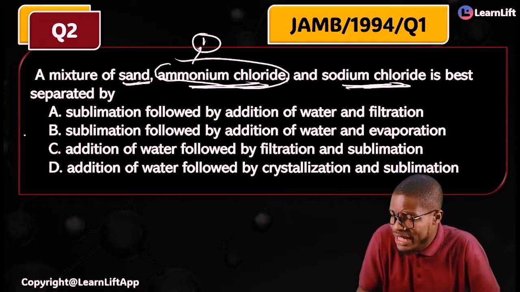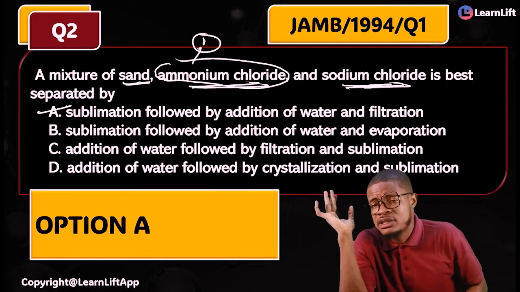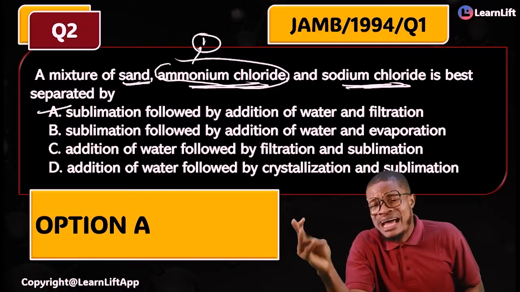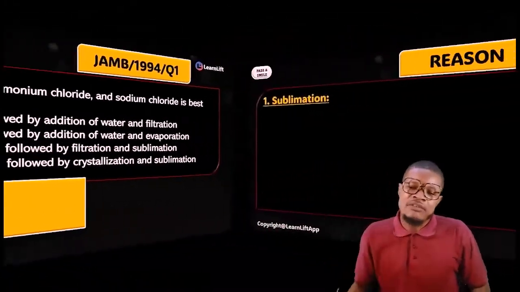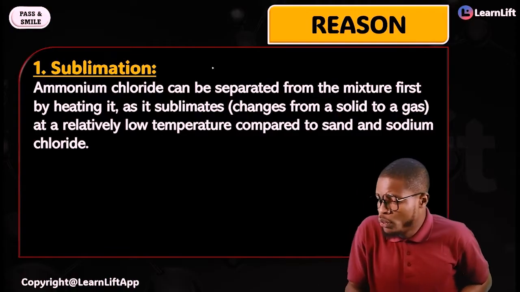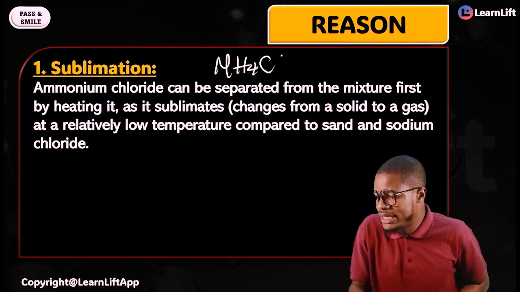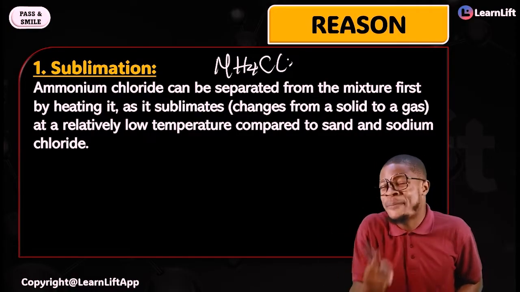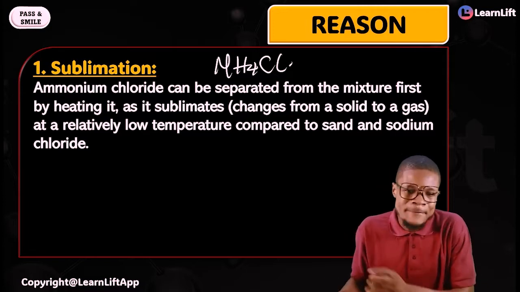What is the answer? Option A becomes the correct answer. Very simple. Sublimation followed by addition of water and filtration. Now listen carefully. By sublimation, what will happen? Ammonium chloride, which is your NH4Cl, what will happen to it? It can be separated from the mixture first by heating it.